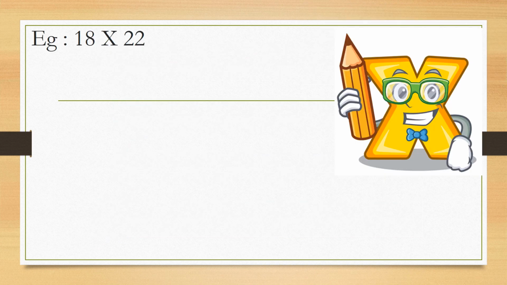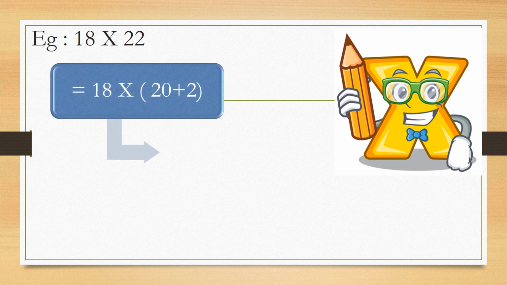Now let's take another example of a 2-digit and a 2-digit number, that is 18 multiplied by 22. So as a rule, I told you, you're going to split the second number into tens and ones. So the first step is 18 multiplied by, open the bracket, you split the number 22 into tens and ones, so 2 tens is 20 plus 2, close the bracket.